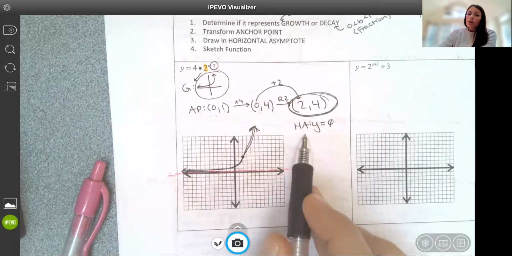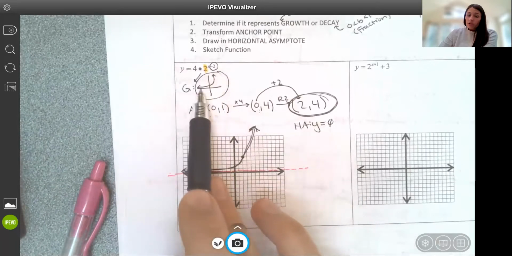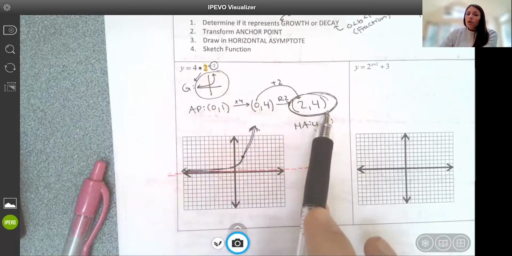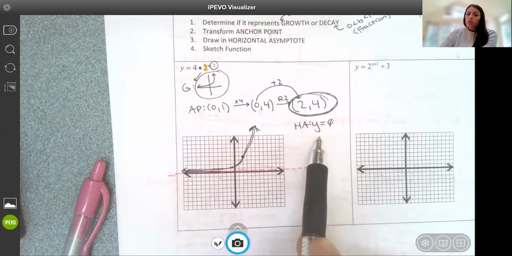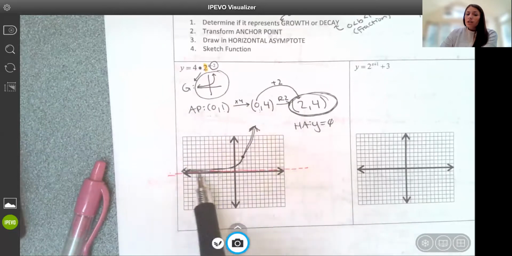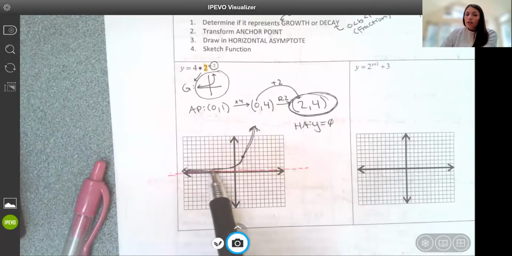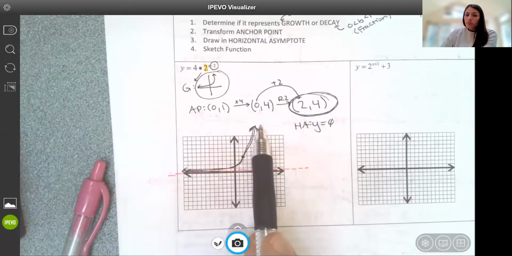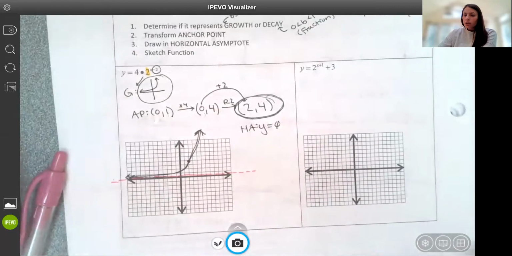Okay, so for all of these graphs, I should see whether it is growth or decay, all the changes to your anchor point, and where your asymptote is. And then on your graph, I should see that asymptote and that anchor point and that overall shape there. Okay, let's look at another one.